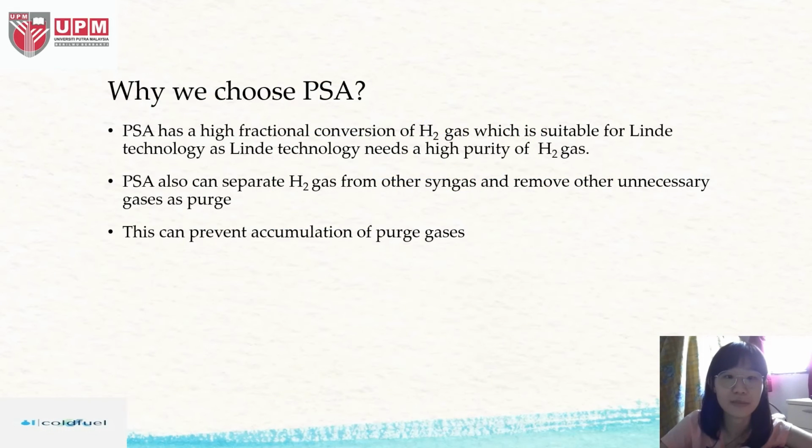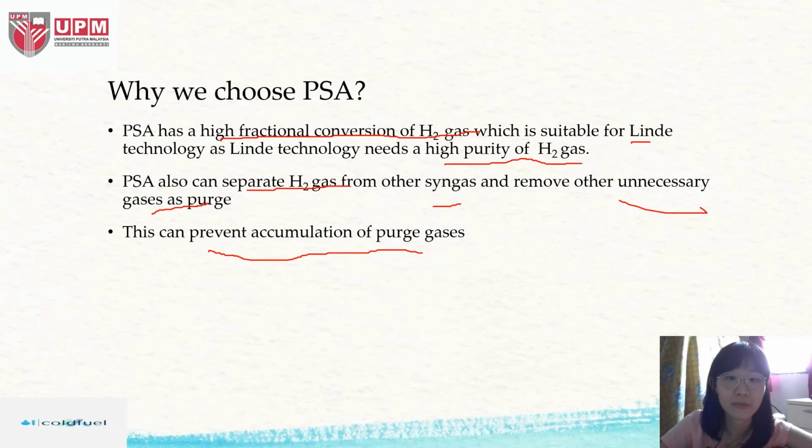Okay, so why do we choose PSA? Because it has a high fractional conversion of hydrogen gas, which is suitable for Linde as it needs a high purity of hydrogen gas. PSA can also separate hydrogen gas from other syngas and remove other unnecessary gases as purge. So this can prevent accumulation of purge gases.